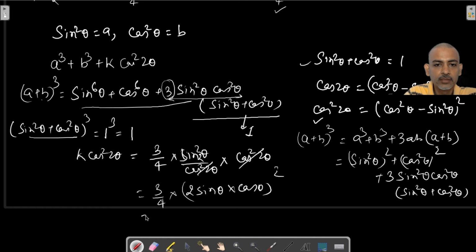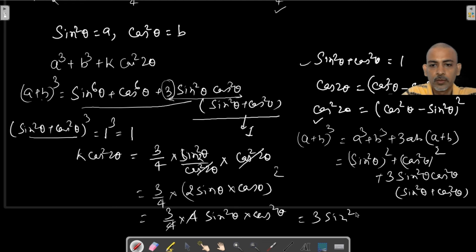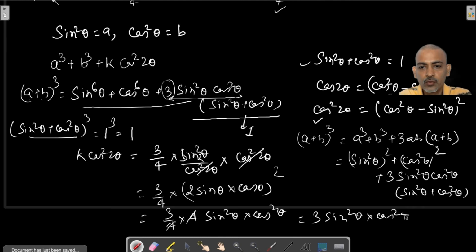right? Now this will become 3 by 4 into 4 times sin square theta into cos square theta. 4 will cancel out and this will become 3 sin square theta into cos square theta, which is what we wanted to have here, right? 3 sin square theta into cos square theta. So you can see that D is going to be the option for this, right? So D is the correct option.